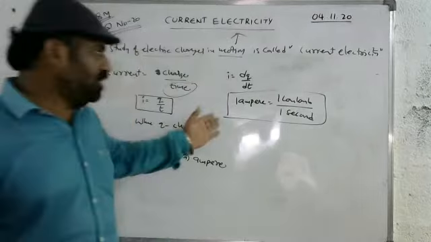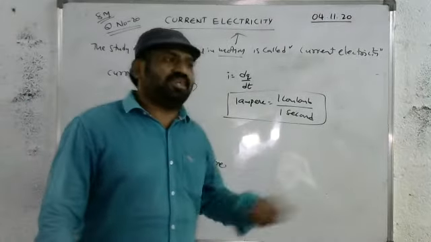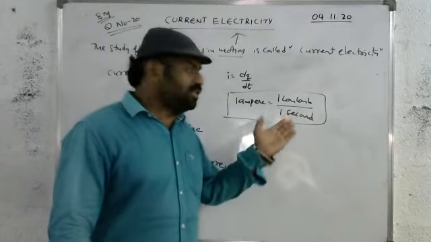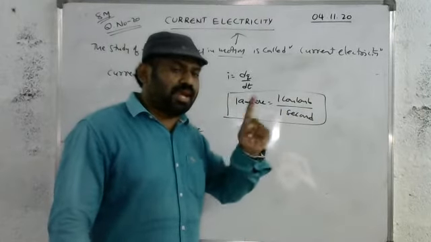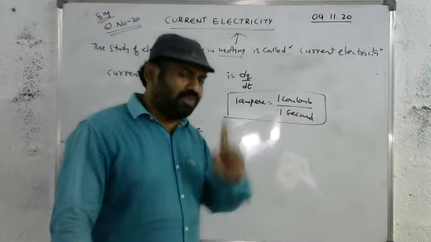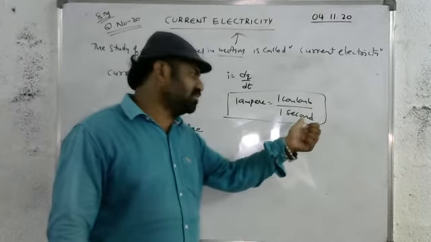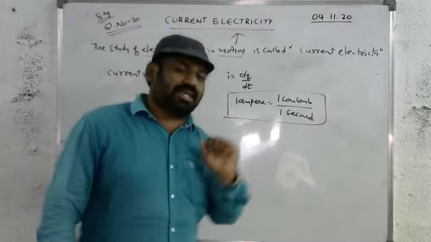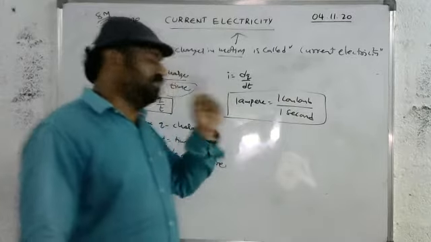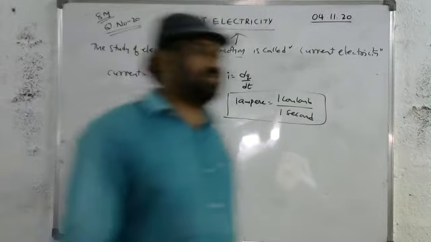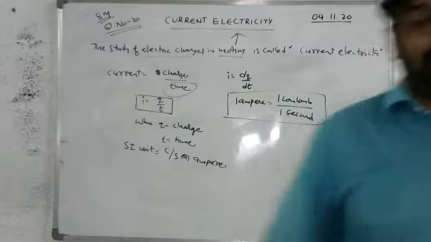What is an ampere? How can we define ampere? The current passing through the conductor is said to be 1 ampere if 1 coulomb of charge passes through the cross section of the conductor per 1 second, then the amount of current is said to be 1 ampere. This is the definition for the ampere.